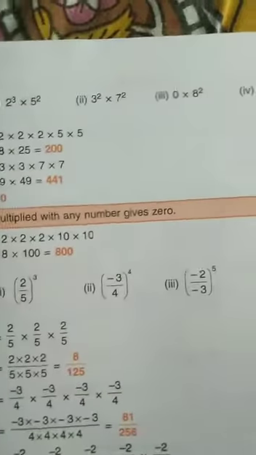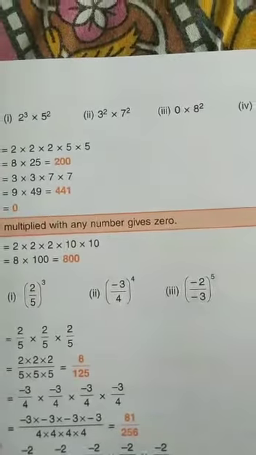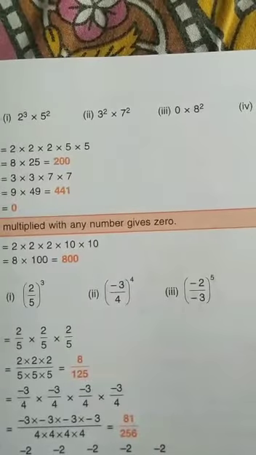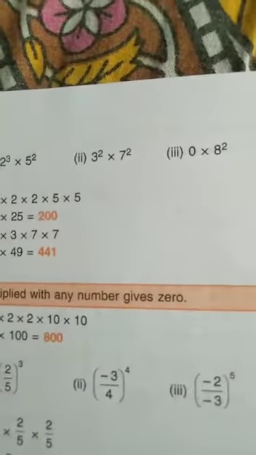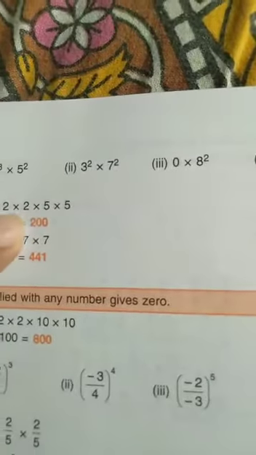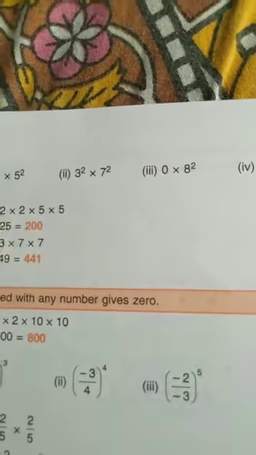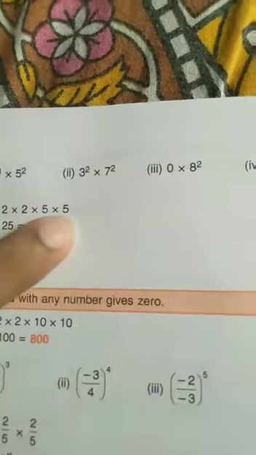Now example 2. Evaluate 2 to the power 3 into 5 to the power 2. 2 to the power 3 means 2 into 2 into 2, and 5 to the power 2 means 5 into 5. So 2 into 2 into 2 into 5 into 5: 2 into 2 into 2 means 8, and 5 into 5 means 25.